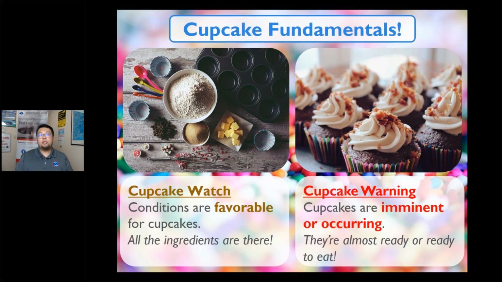That's a cupcake watch. A cupcake warning means that cupcakes are imminent or occurring. That means they're in the oven. I've mixed up all the ingredients. I put them in the oven, I set the timer, and they'll be done in about 10, 15, 20 minutes or so. Or maybe they're already done. They're out of the oven, they're cooling on the counter, and I already put the icing on them and everything. So again, a cupcake watch means conditions are favorable for cupcakes. A cupcake warning means that cupcakes are there, they're available, they're ready to go, they're ready to eat.